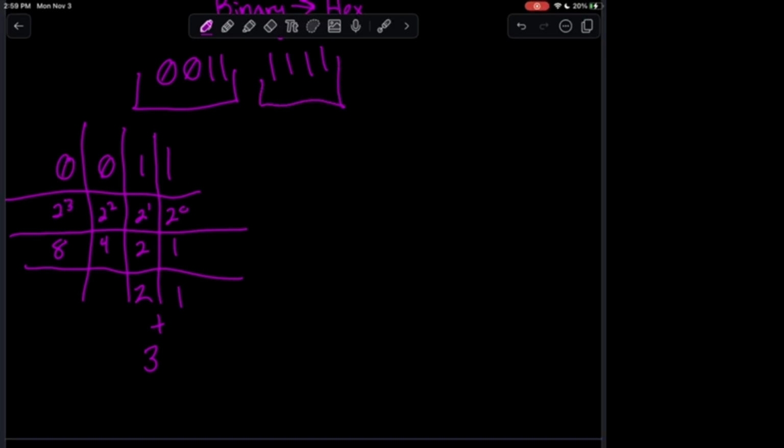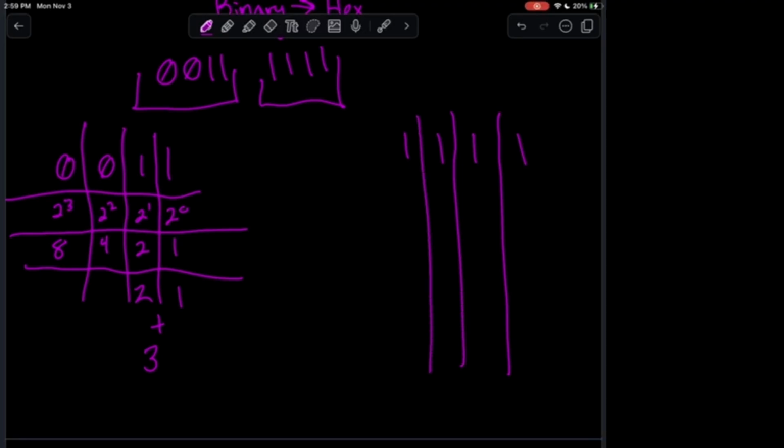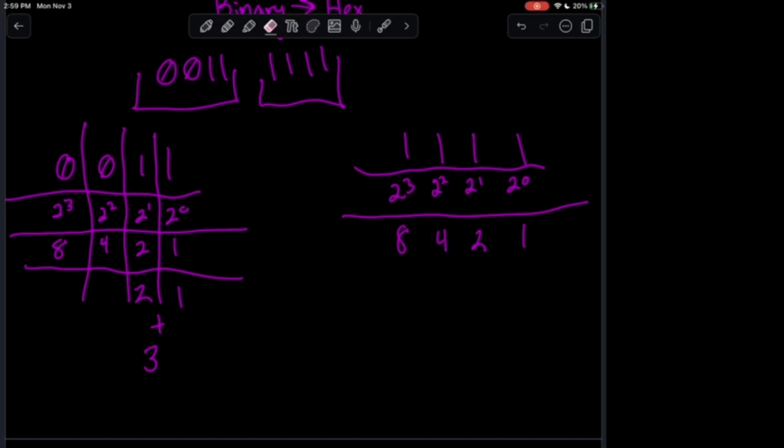Now let's look at this group over here. So 1, 1, 1, 1. Same deal, 2 to 0, 2 to 1, 2 to 2, 2 to 3. That would be 1, 2, 4, 8. All of these are 1s, nothing's multiplied by 0, so all we have to do is 8 plus 4 plus 2 plus 1. That all adds up to 15.